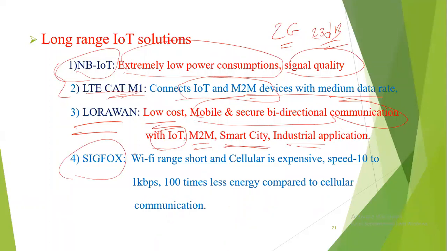Then the next one is Sigfox. Basically, whenever the Wi-Fi range is too short, and the cellular technologies, NB-IoT and LTE-Cat M1, are not sufficient, then the Sigfox protocol is used. The speed is about 10 to 1000 bps, and it consumes very little energy.